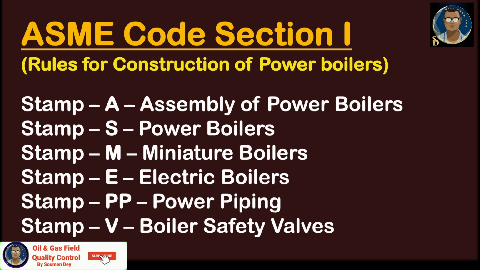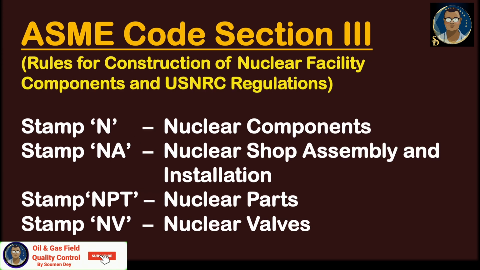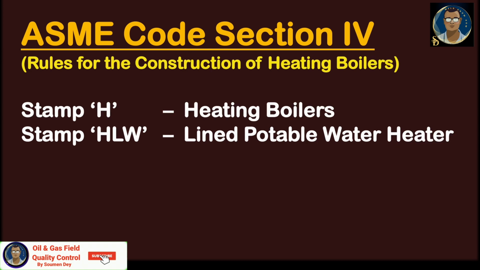ASME Code Section 1, rules for construction of power boilers. This is the name of the standard. Stamp A is assembly of power boilers, stamp S is for power boilers, stamp M for miniature boilers, stamp E for electric boilers, PP for power piping, stamp V for boiler safety valves. Stamp N is for nuclear component, stamp NA nuclear shop assembly and installation, NPT nuclear parts, NV nuclear valves. NU is also related to nuclear. Stamp H is for heating boilers, HLW is for lined potable water heaters.